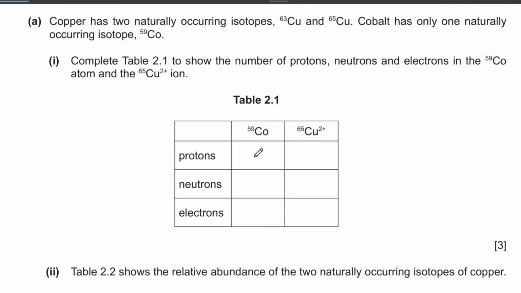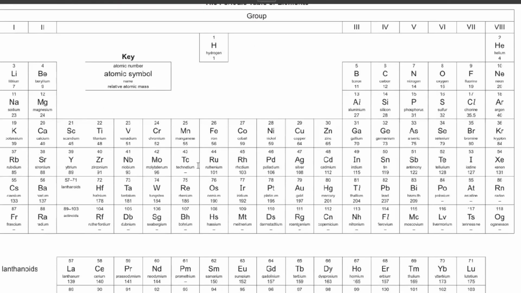So let's start with cobalt. Protons. Number of protons is equal to the atomic number. So what we'll do here is to check our periodic table to look at the atomic number of cobalt. That will give us the number of protons. So this is our periodic table. So we look at where cobalt is. Cobalt is here. We look at it, the atomic number is 27.